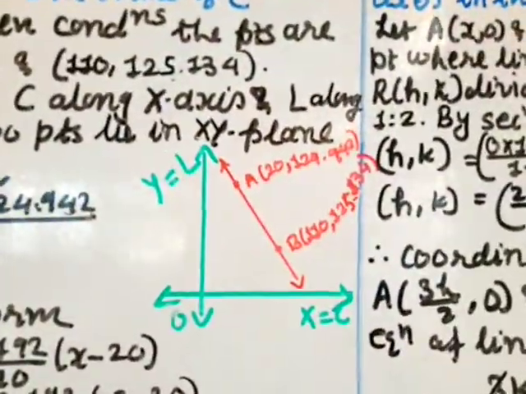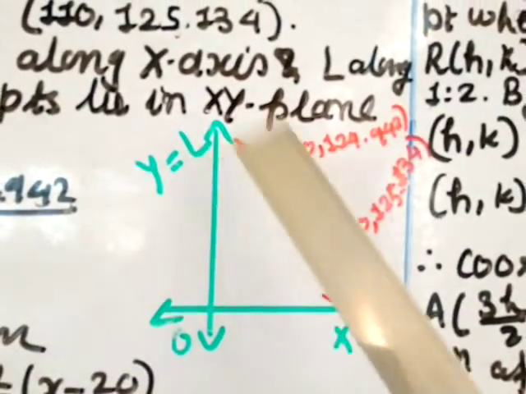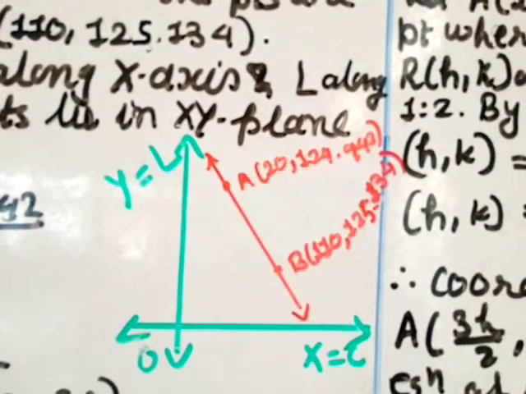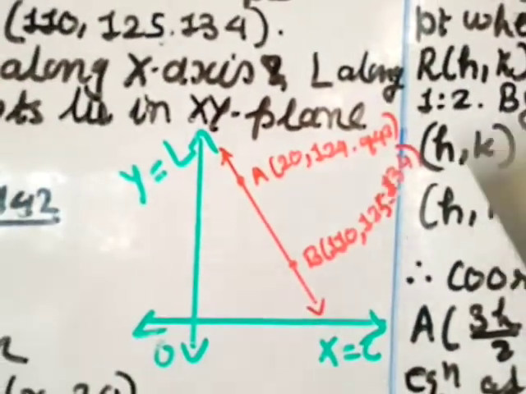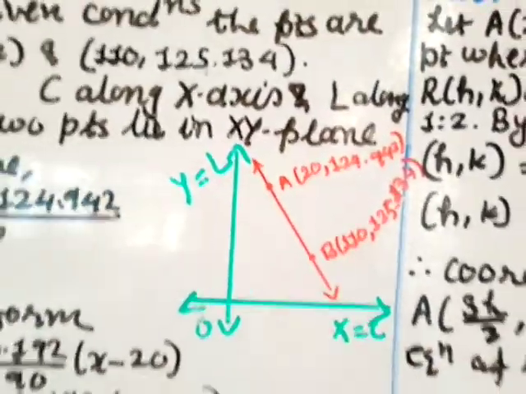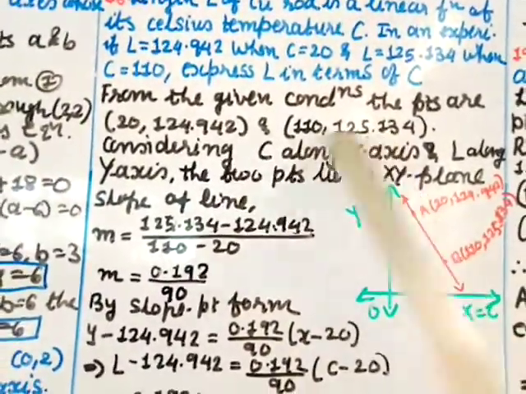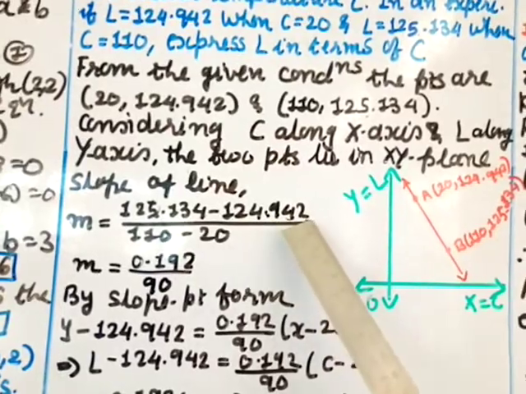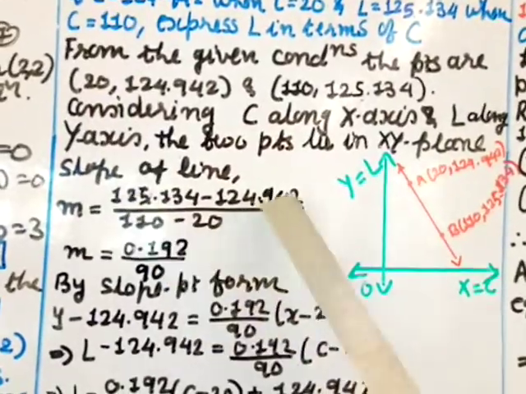So here I have drawn the diagram. This is the x-axis taking C and on the y-axis taking the length L. And the 2 points which I have taken: first one A (20, 124.942) and B (110, 125.134). So just drawing the scenario here. This is a line passing through the 2 points. So I'll find the slope of the line first. Slope of the line is y2 minus y1 divided by x2 minus x1. So I use the same formula. So 125.134 minus 124.942 divided by 110 minus 20. This difference is 0.8.